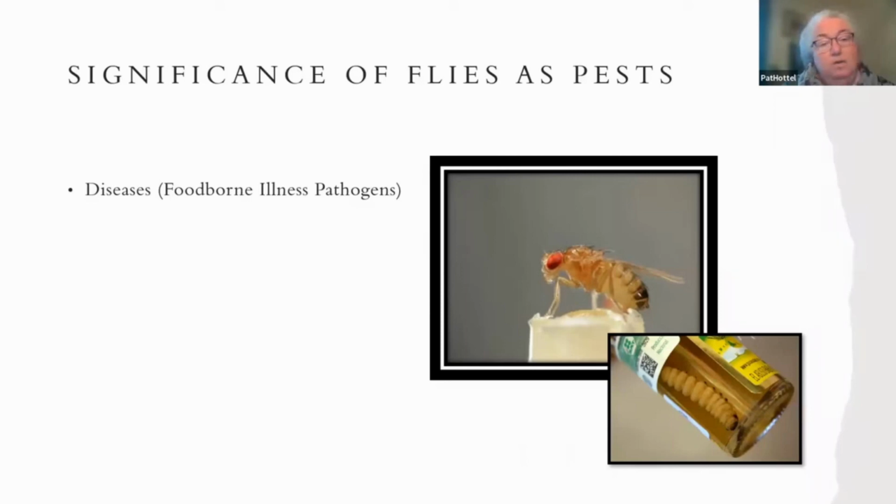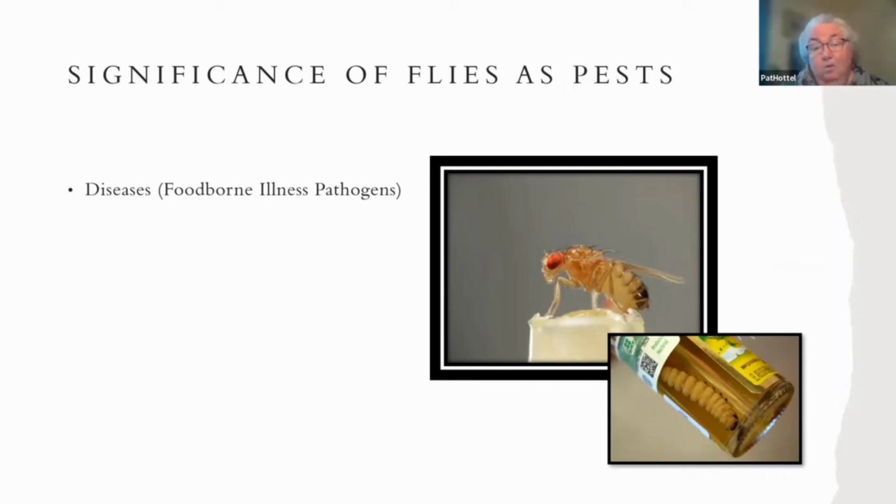So, significance of flies as pests, first and foremost, their importance as vectors of diseases. We know that the common housefly, for example, can transmit up to 100 different diseases, but our small flies as well. So not just those larger filth flies like the housefly that is more commonly recognized as a public health threat, the small flies as well can.